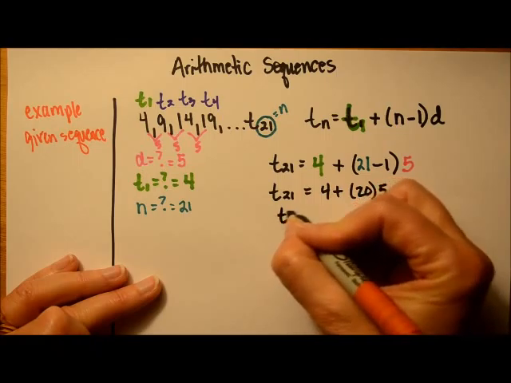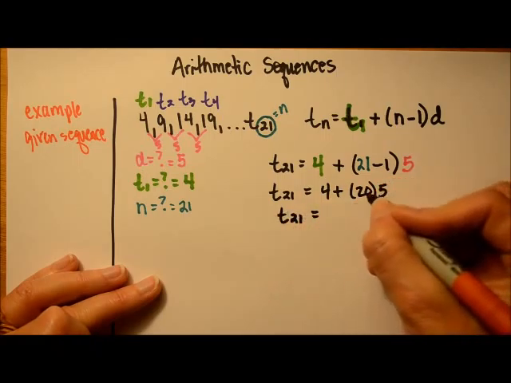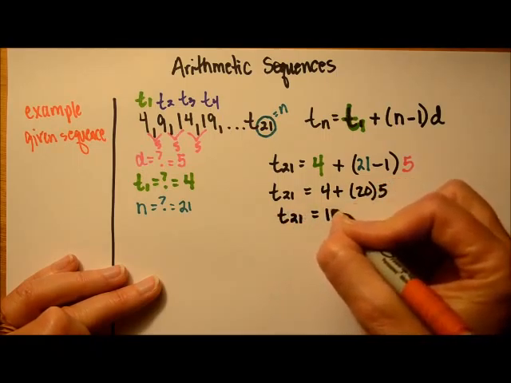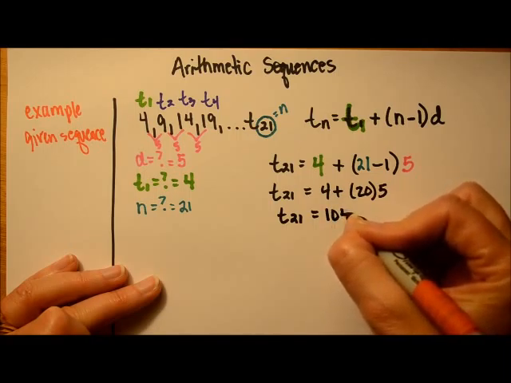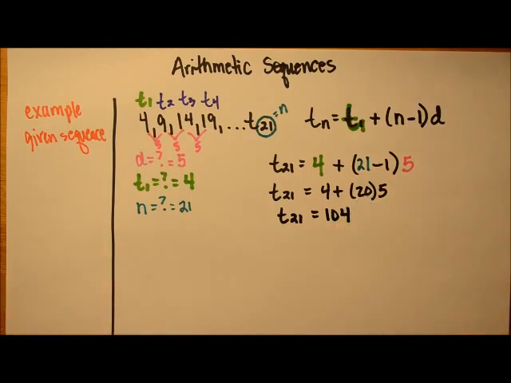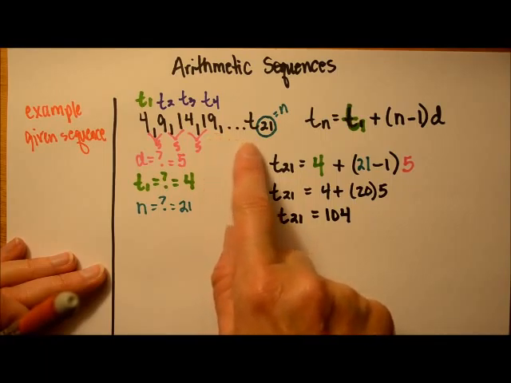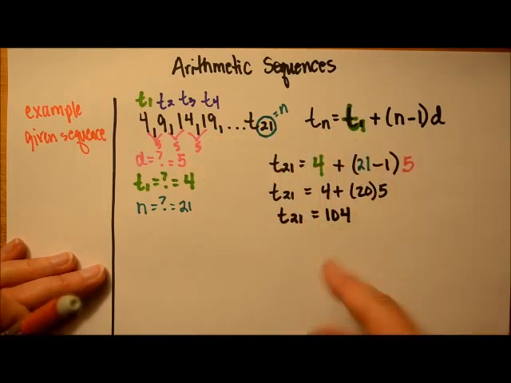Okay, so T21 equals 100. So if I were to add 5 each time, and I went up 21 terms, I would get 104. Right? Okay.